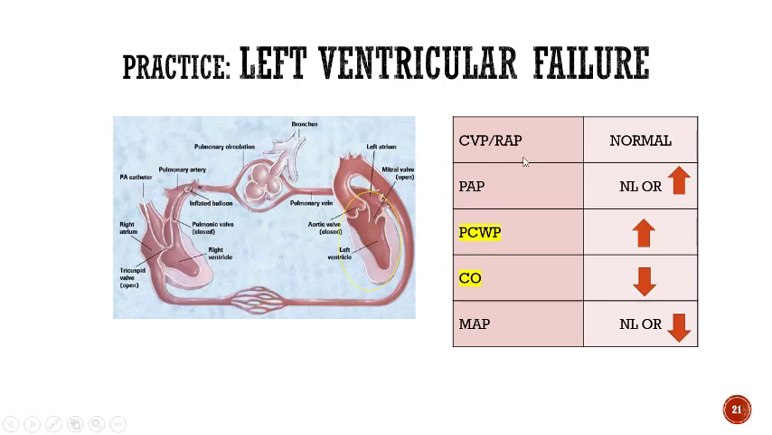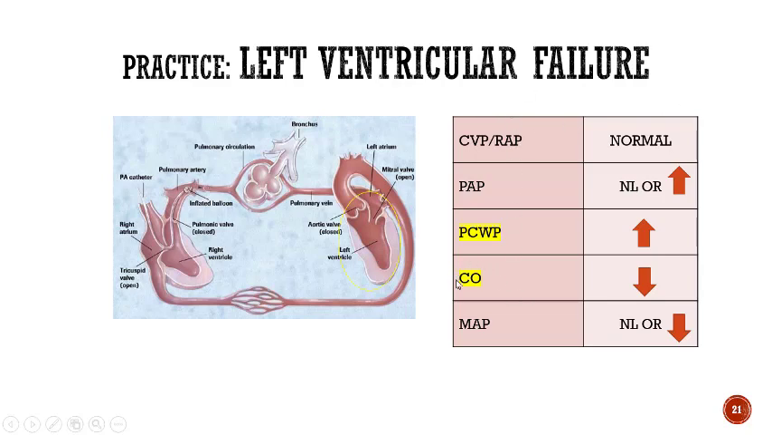For left ventricular failure, if you were analyzing the different pressures of the heart, your central venous pressure or right atrial pressure would be normal. Your pulmonary arterial pressure could be high or normal. But the one you would absolutely see affected is your pulmonary capillary wedge pressure, which would be increased, because this is the pressure reflective of your left ventricle. You see it increase because it's showing you the ventricle is failing.